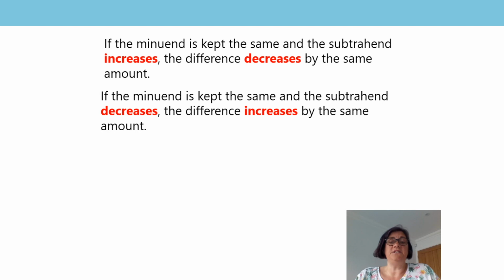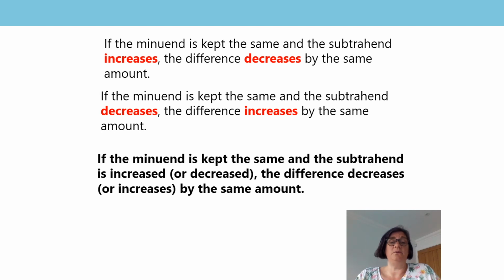Here are the generalisations from our last two lessons, which we've been using to answer the questions so far today. But I think we could combine them to make one generalisation, so we've only got one to remember, not two. Let's say it together. If the minuend is kept the same and the subtrahend is increased or decreased, the difference decreases or increases by the same amount.